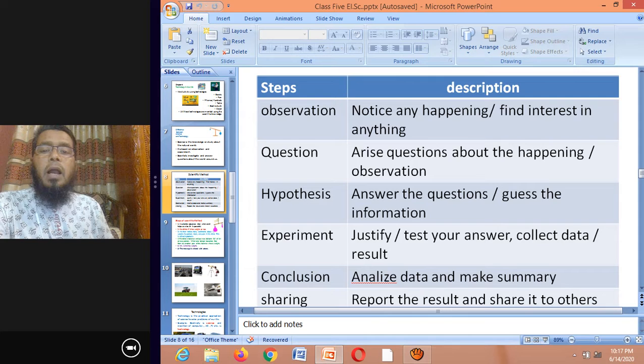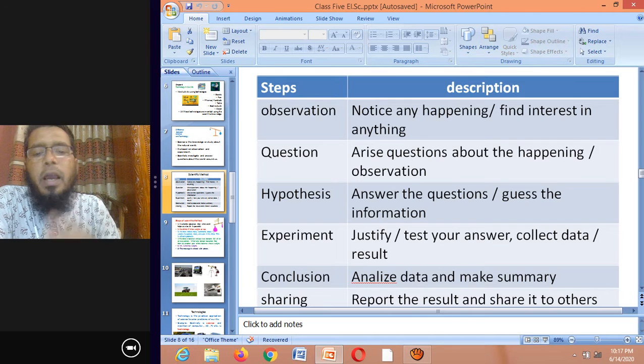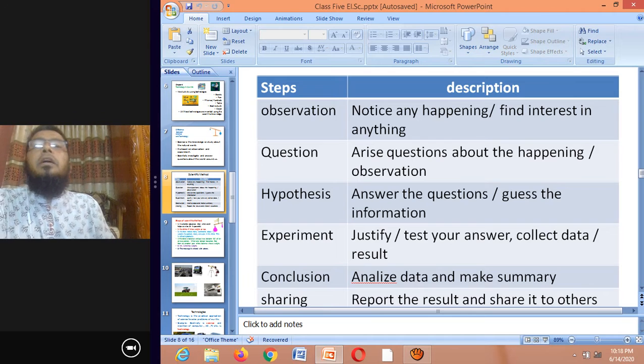So I will summarize it. The 6 steps are: first one, observation, then question, then hypothesis. A hypothesis means answer, then experiment or test, then conclusion and sharing. So these are the steps.